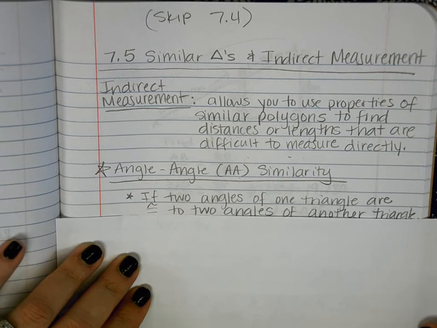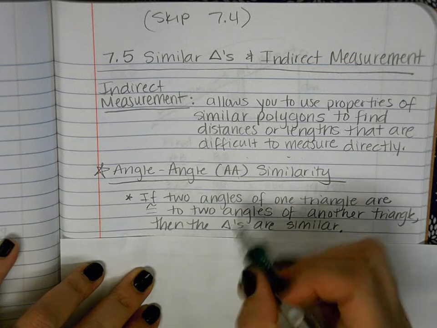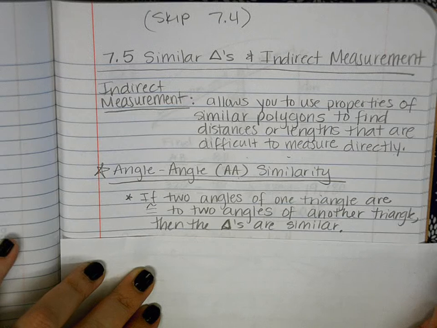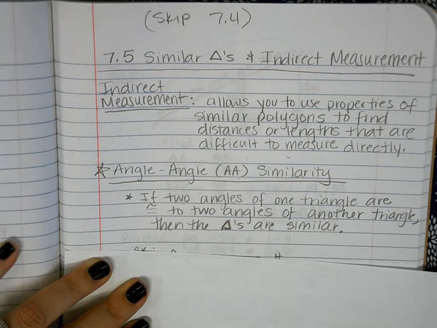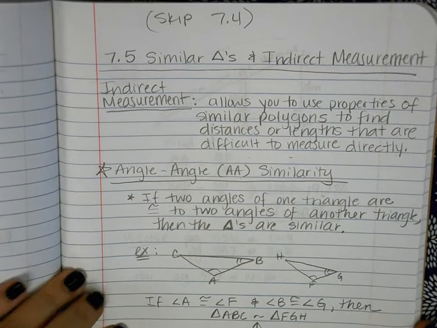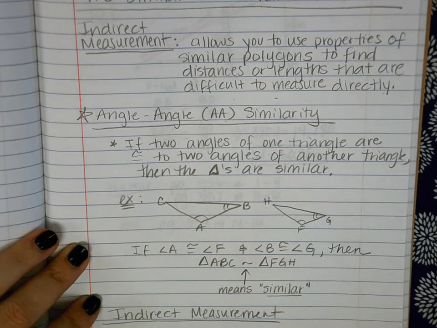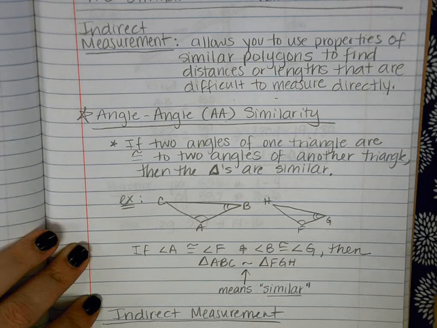If two angles of one triangle are congruent to two angles of another triangle, then you can say that the triangles are similar. So you're just looking for two matching angles in each triangle, okay? And then you could make a statement. I put some examples here for you, like a little drawing to show what I mean. And the test is like this too. They'll give you two triangles, and you just have to state what makes them similar, and you could just say AA similarity, and you would get it right. You don't have to write the sentence.